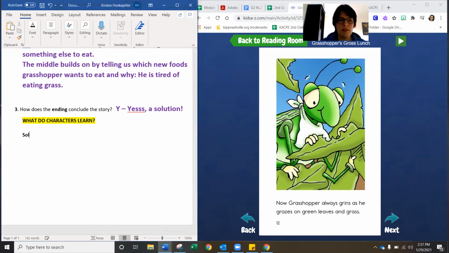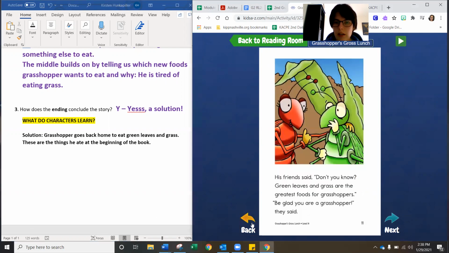So I'm going to write the solution down first. Solution: grasshopper goes back home to eat green leaves and grass. These are the things he ate at the beginning of the book. What do you think the character, the grasshopper, learned in this story?